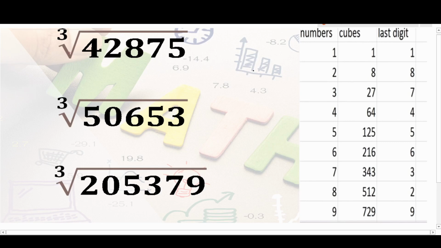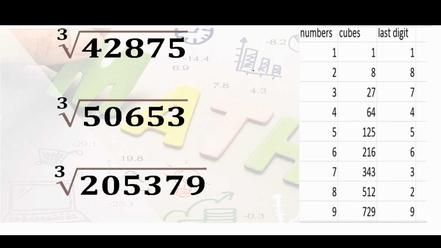Let's find the cube root of 42,875. Before entering into the problem, you can see 3 columns on your right hand side. So what does this represent? Column number 1 represents the units place in the cube numbers. Column number 3 relates what should be written if you have these numbers in your units place. So let's enter into the problem now.